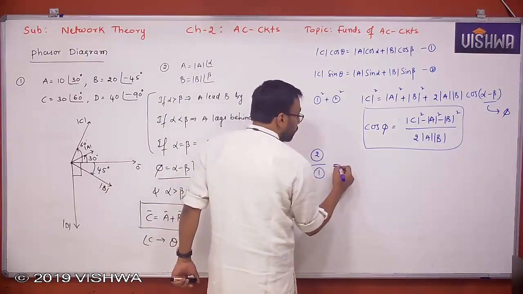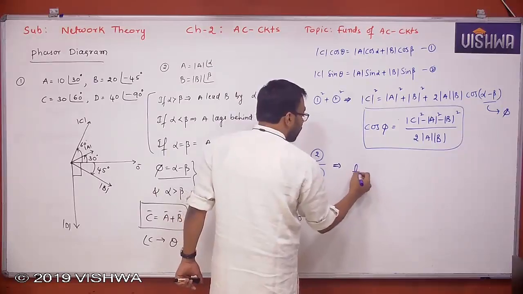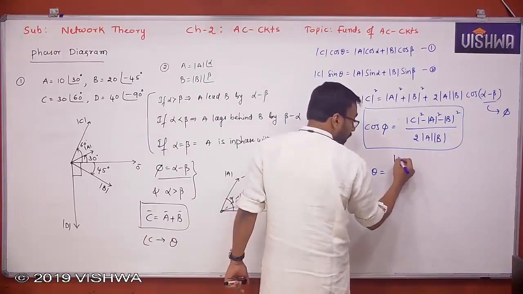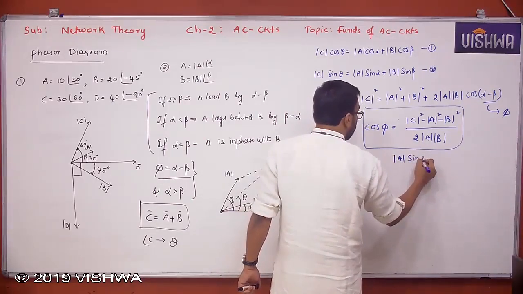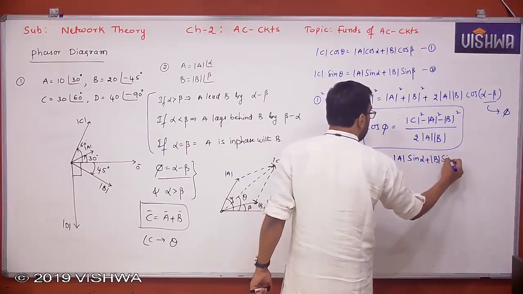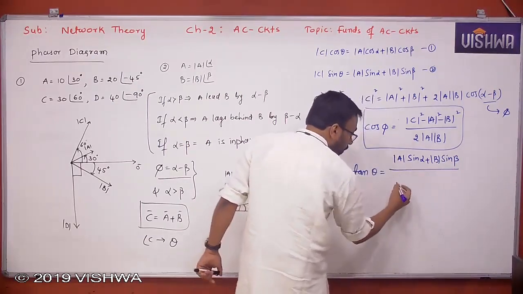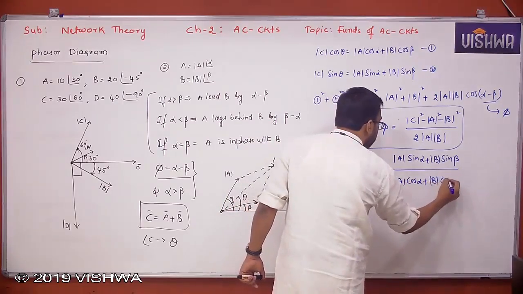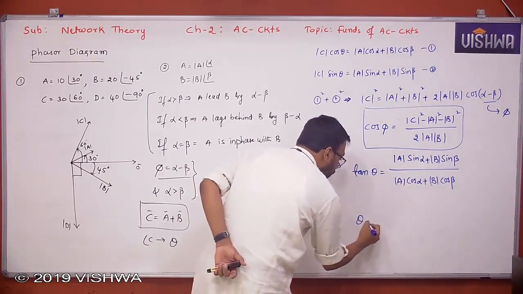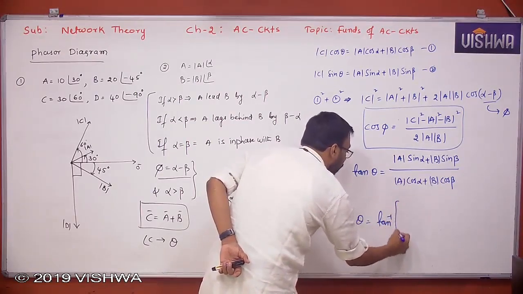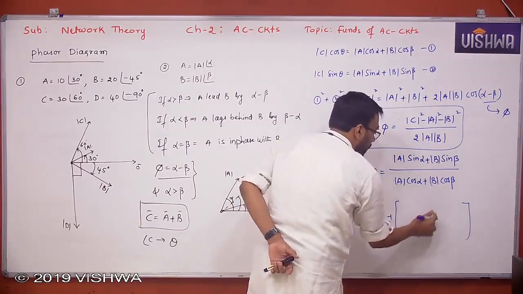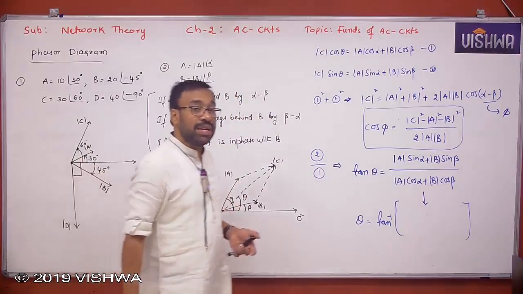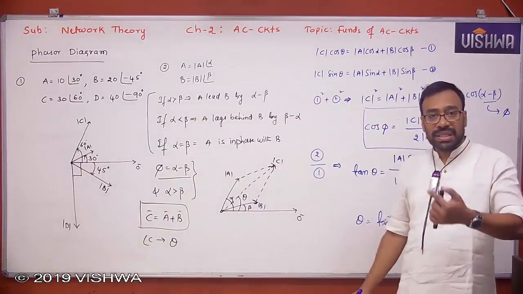What is that angle of C? Tan theta, yes or no? Because sin theta by cos theta, you will get the sum of vertical components, A sin alpha plus B sin beta, by, okay, what do you get? A cos alpha plus B cos beta. Then you can get theta is equal to tan inverse of all these values. So all these you can put here and you get the value of theta. I hope you understand. Theta is equal to tan inverse of what? Sum of all vertical components by sum of all horizontal components.